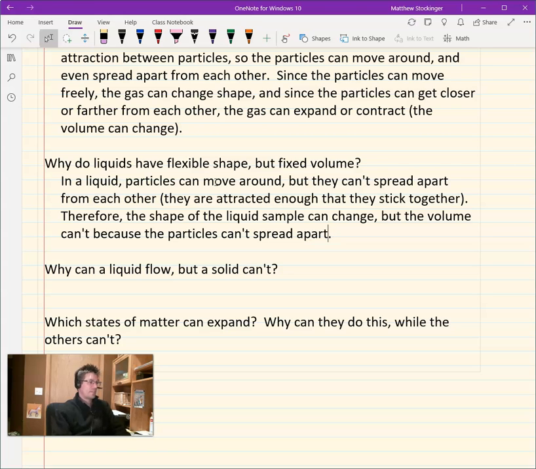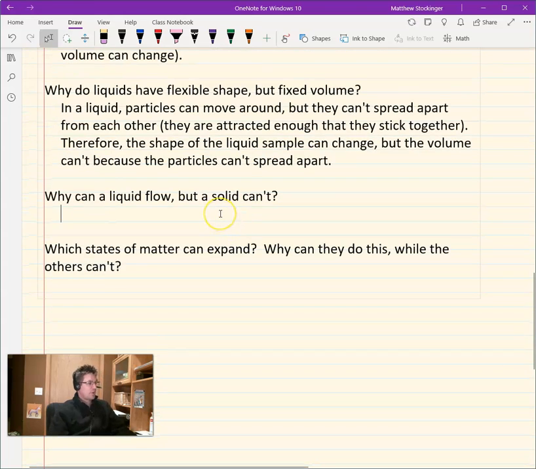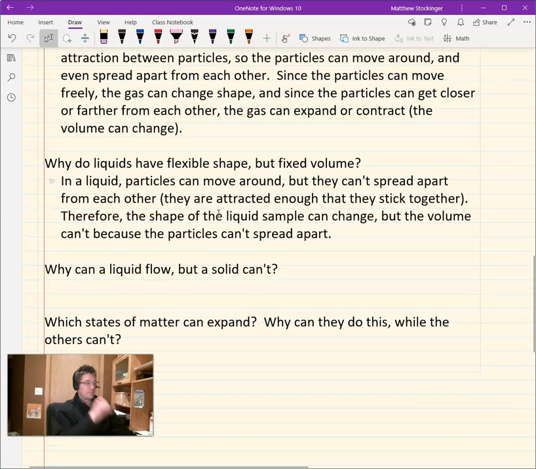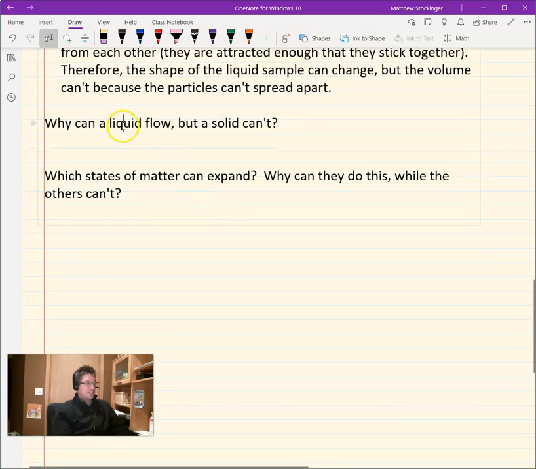Okay, good stuff. Why can a liquid flow, but a solid can't? Right? You can pour a glass of water, but you can't pour yourself a glass of table. Doesn't make any sense, right? Why is that? Well, again, talk about the particles. By now, I'm not going to go over the answer to this one. I hope that you'll pause the video and that you're getting better at this stuff, right? What can the particles do in a liquid that solid particles cannot do?